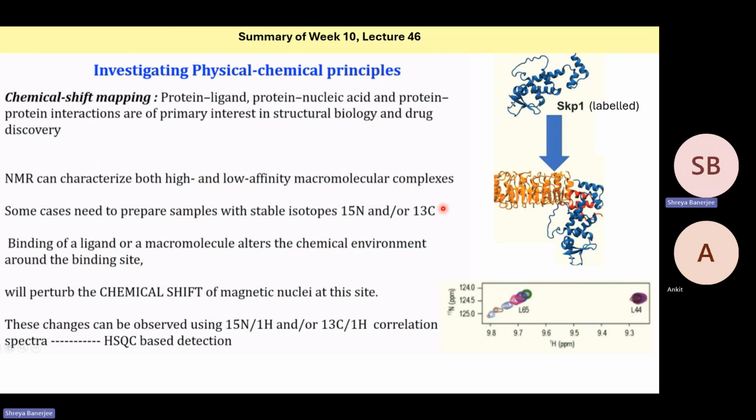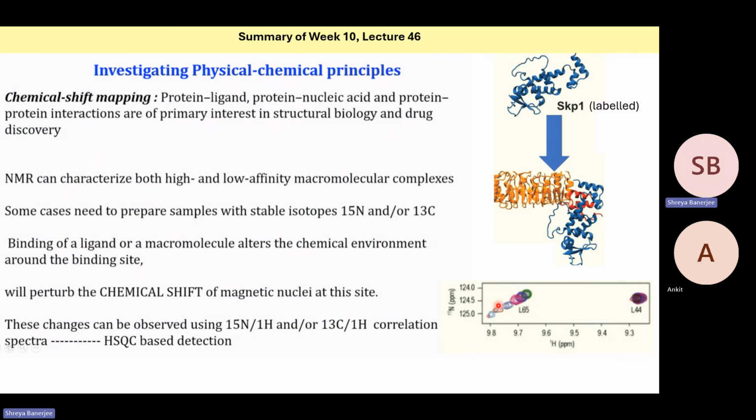In some cases where we are looking at the protein, we might need to label the protein with 15N or 13C nuclei. So suppose we are studying protein-protein interactions, we have one protein SKP1, which is labeled with 15N, in this case 15N, because we are looking at the 15N 1H spectra. SKP1 is binding to another protein SKP2. The binding sites are shown in red here. And we are looking at the HSQC spectra 15N versus 1H. When SKP1 is binding to SKP2, the chemical environment of these binding sites are altered.